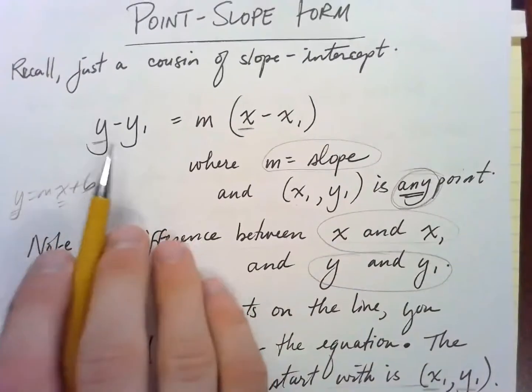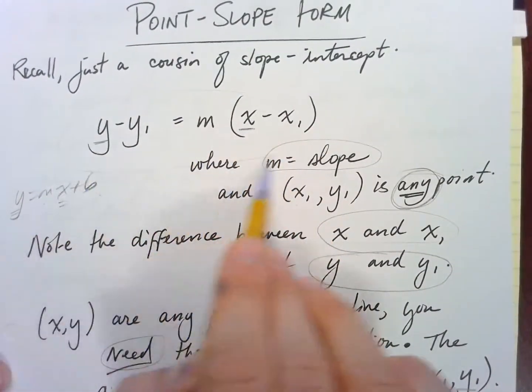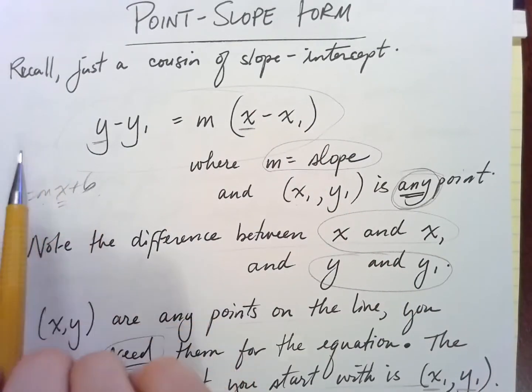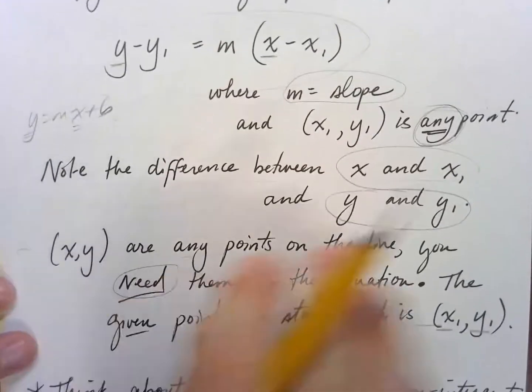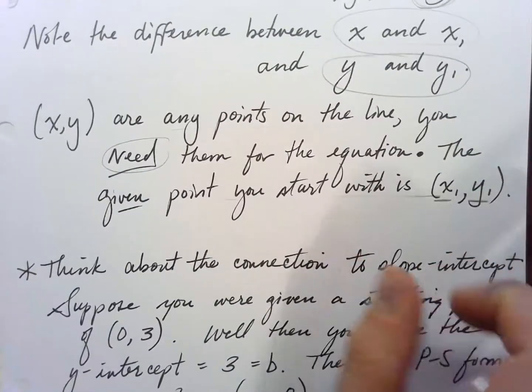Obviously, if you have different numbers in here for x1 and y1, the equation will look different, but because it's all describing the same line, when you convert it to slope-intercept, which we're going to do in just a second, you'll see that no matter what you start out with, you're going to end up with the same line.